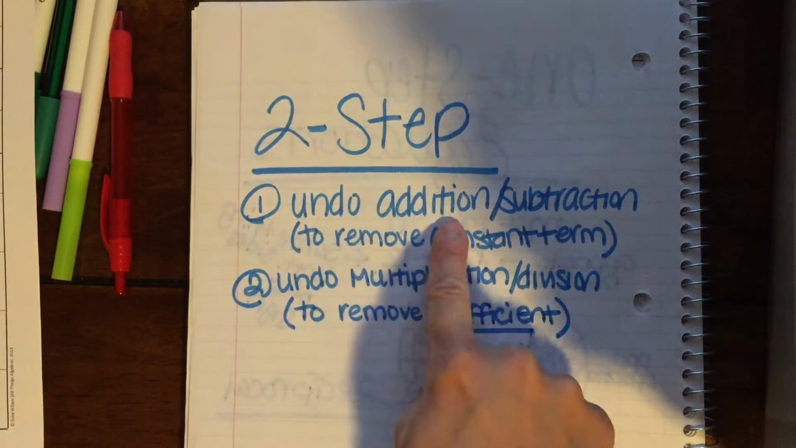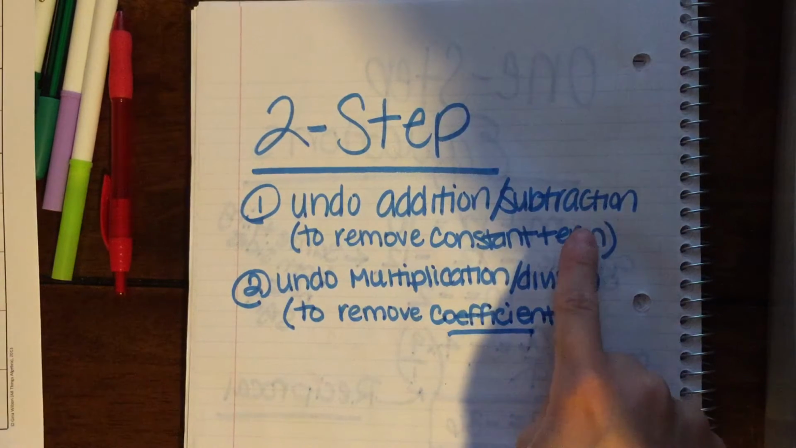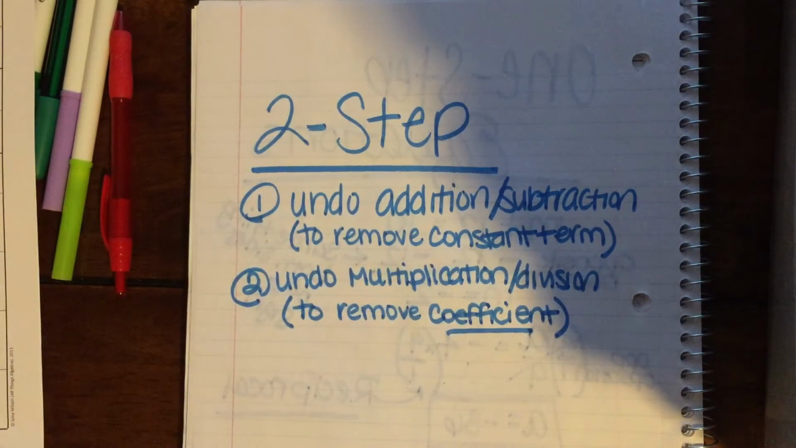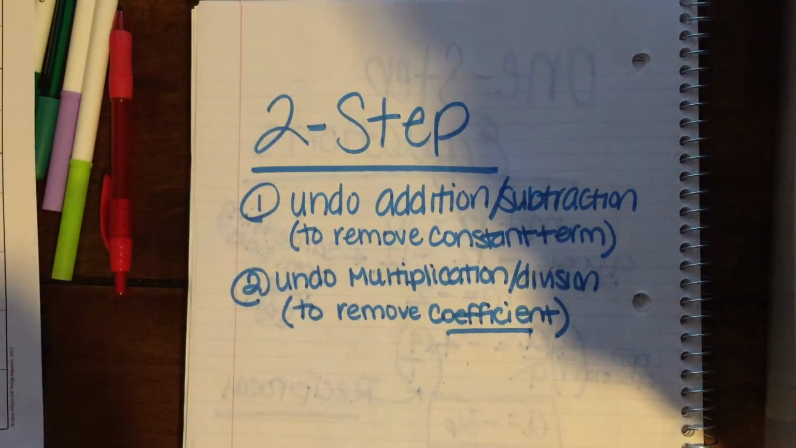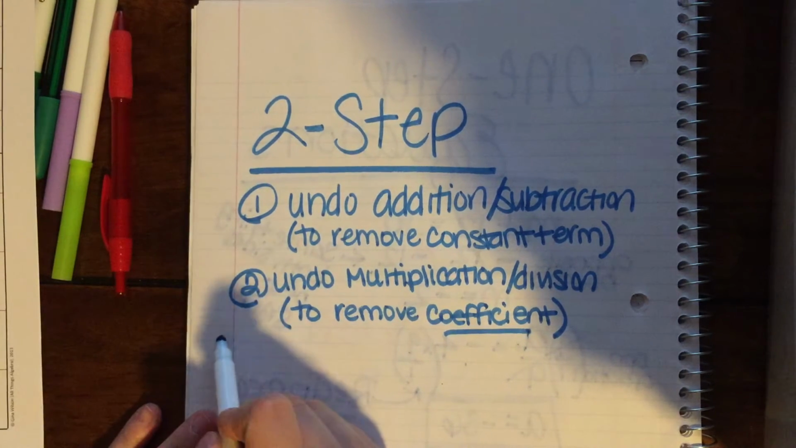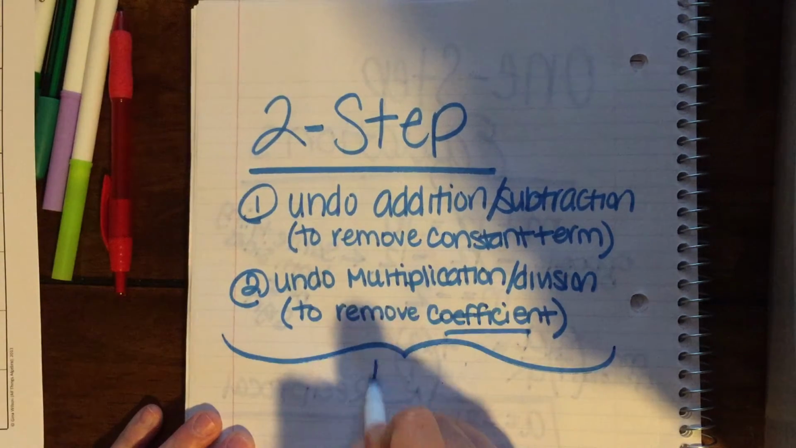you will undo addition or subtraction in order to remove the constant term from one side and bring it over to the other side of the equation. And then number 2, undo multiplication or division in order to isolate the variable and remove the coefficient. This is always going to be your process.